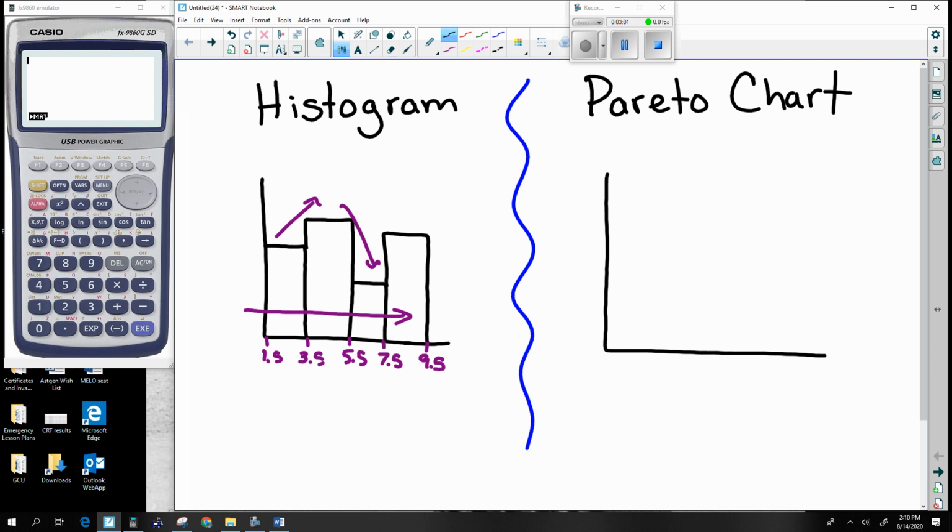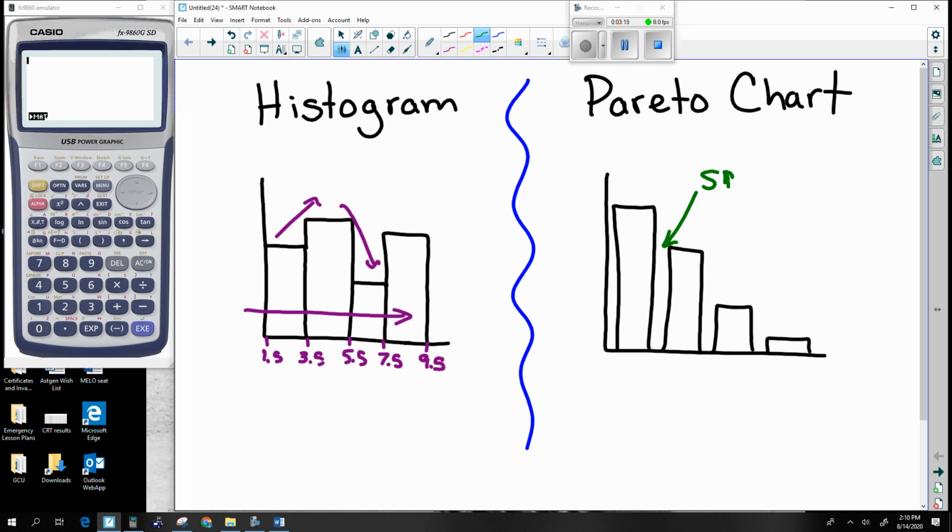A Pareto chart is again a bar graph. However, the key difference that you can see is, one, the bars don't touch. There are spaces in between the bars. And the bars go downhill. They must go downhill, not uphill. So this is not going to be like a histogram where it comes in a chronological order.